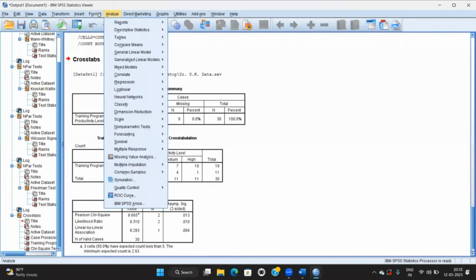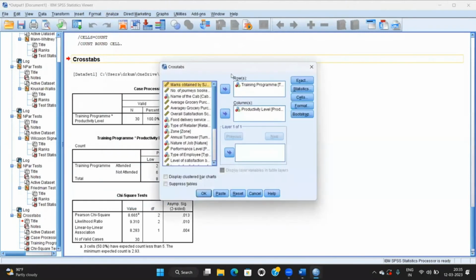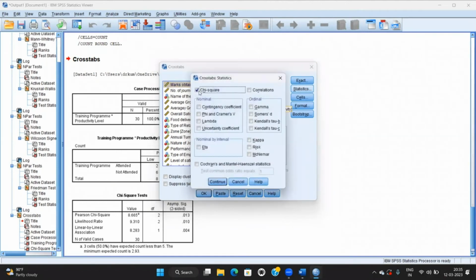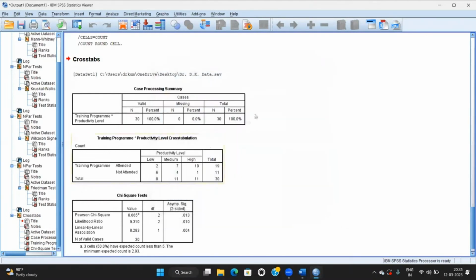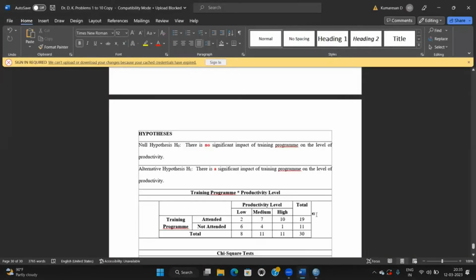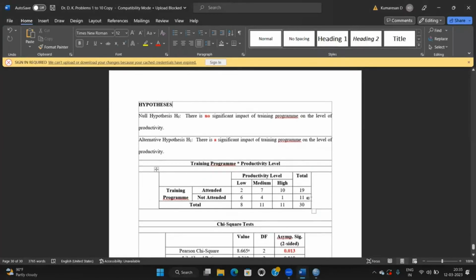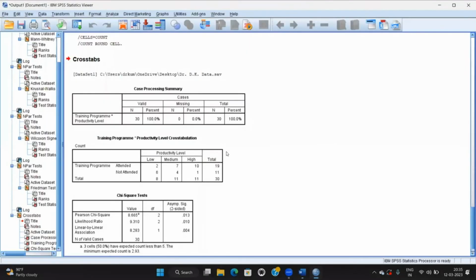Let me repeat. Analyze, descriptive statistics, crosstabs, row variable training program, column variable productivity level. Go to statistics button, select chi-square manually, then continue, then click OK. You will get results like this. There are 3 tables. Now come to the bottom. I have given only 2 tables. The first one is just a case processing summary, so we have not used that.